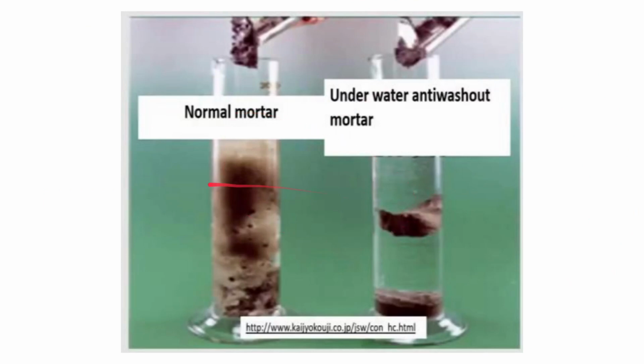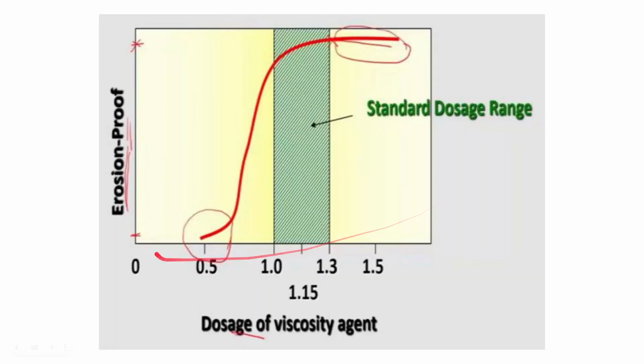If we see this representative diagram, this is an example of normal mortar, and this is an example of underwater anti-washout mortar. What is the distinctive feature? In this case, there is no segregation, as can be seen here, and that is because of the viscosity agent. And also there will be no bleeding, because there is no segregation.